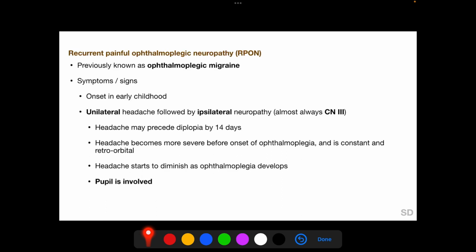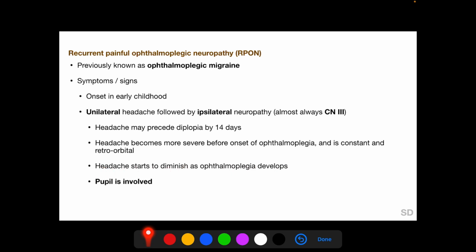Recurrent painful ophthalmoplegic neuropathy or RPON was previously known as ophthalmoplegic migraine. It usually has an onset in early childhood with a unilateral headache followed by an ipsilateral neuropathy, almost always a third cranial nerve palsy. So it starts with a headache which precedes the diplopia, and the diplopia may occur as late as 14 days after the onset of headache. The headache usually becomes more severe before the ophthalmoplegia sets in and is usually constant and retroorbital in nature. And as the ophthalmoplegia sets in, the headache starts to diminish typically.